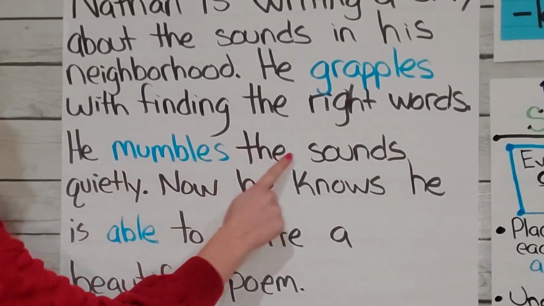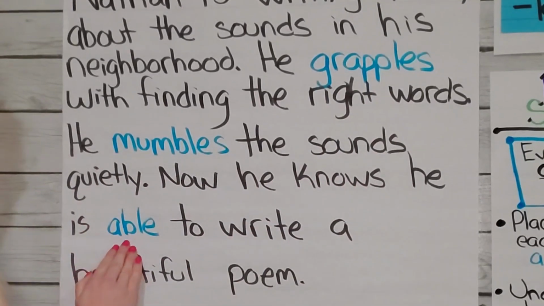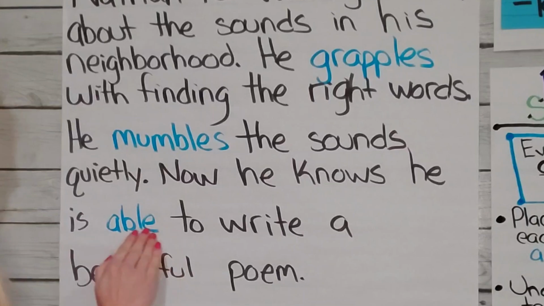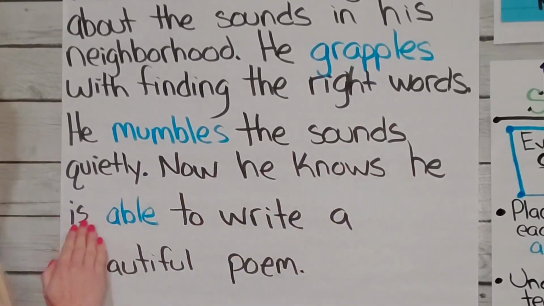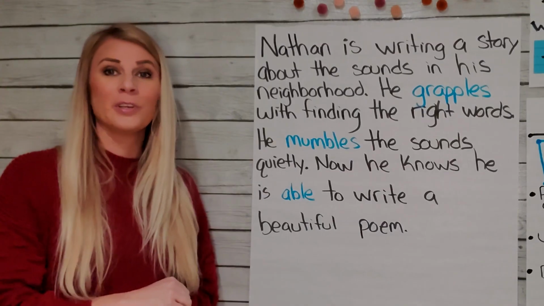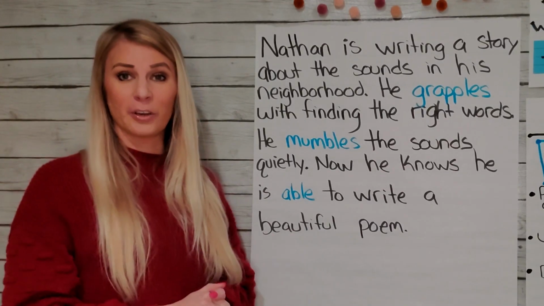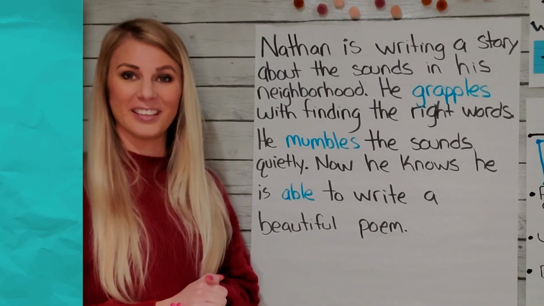He mumbles the sounds quietly. Now he knows he is abla. Oh, it's that LE again that says ul. He is able to write a beautiful poem. Readers, great job using what we've learned about consonant LE words to help us read this story accurately.